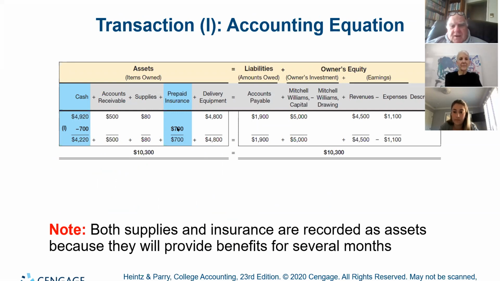Now we have another asset. Our assets are growing. We started off just with cash. Now people owe us money. We've got prepaid supplies, prepaid insurance, and we used cash. And our equation is in balance. 10,003 equals the total of these. Both supplies and insurance are recorded as assets because they throw off the benefits in the future.